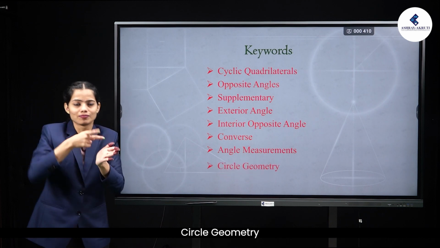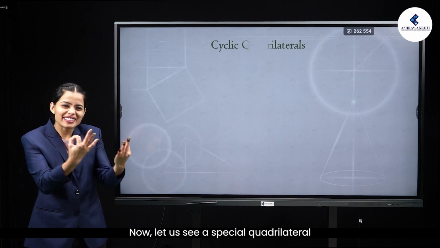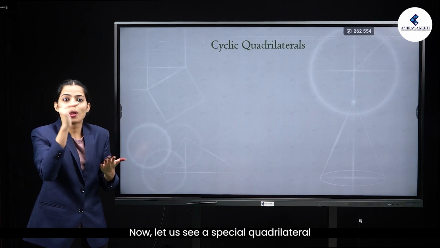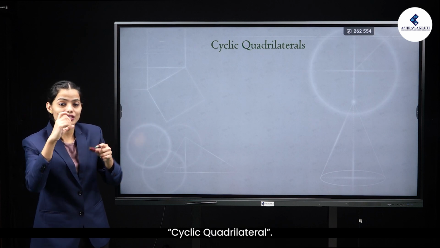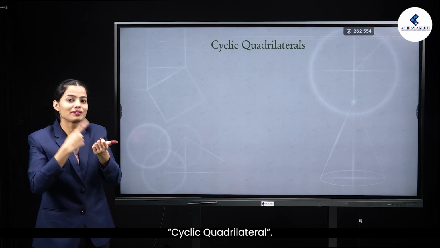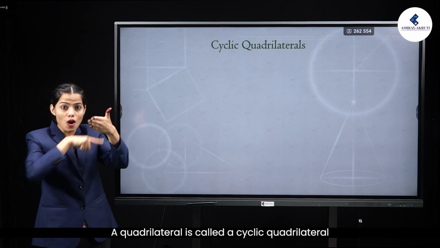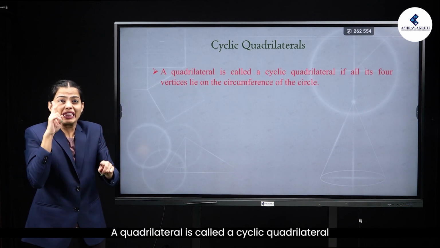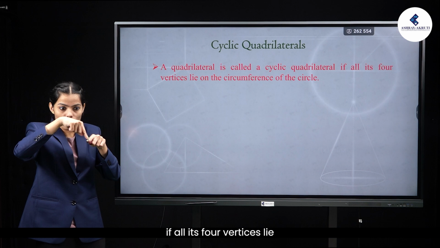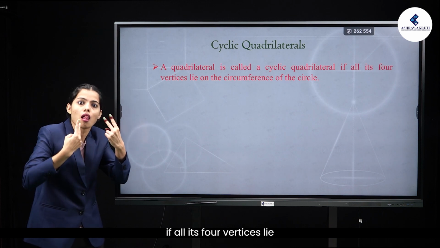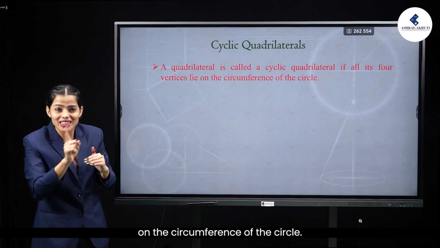circle geometry. Now, let us see a special quadrilateral with its properties called cyclic quadrilateral. A quadrilateral is called a cyclic quadrilateral if all its four vertices lie on the circumference of the circle.